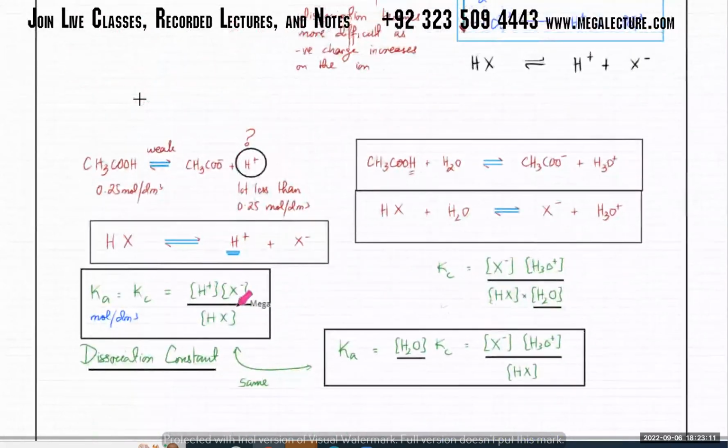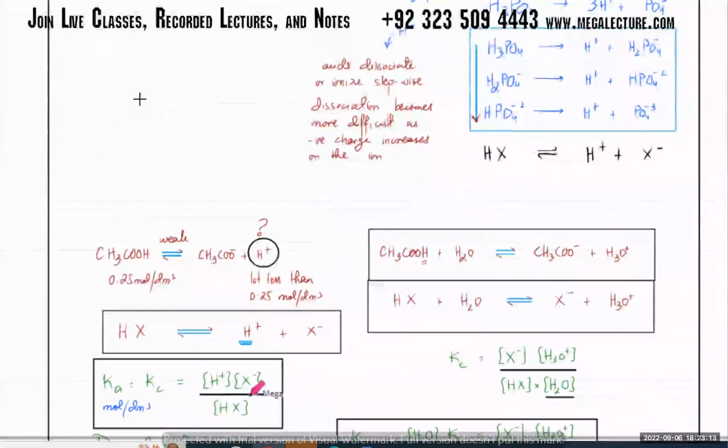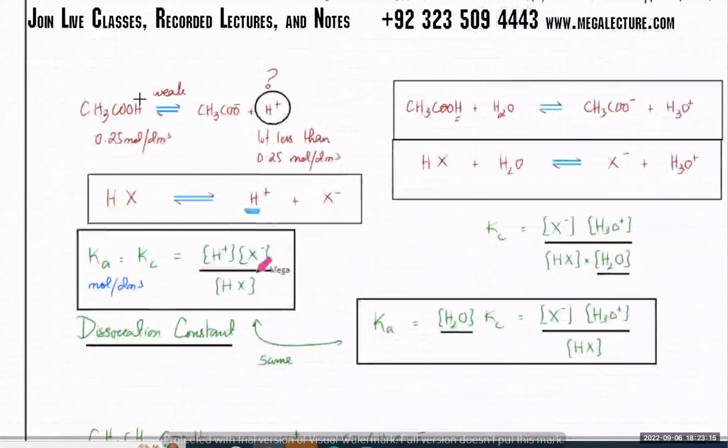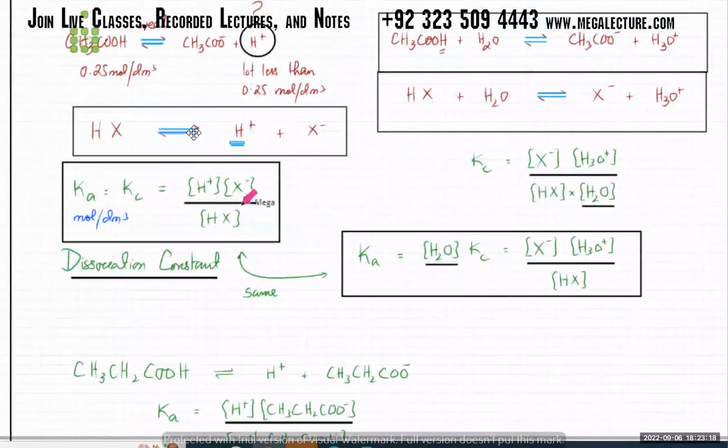When you apply Kc to a weak acid, the weak acid is modeled as HX. This is your dissociation equation for a weak acid. So the Kc you just call K, the dissociation constant. You've just given it a different name. That's about it.